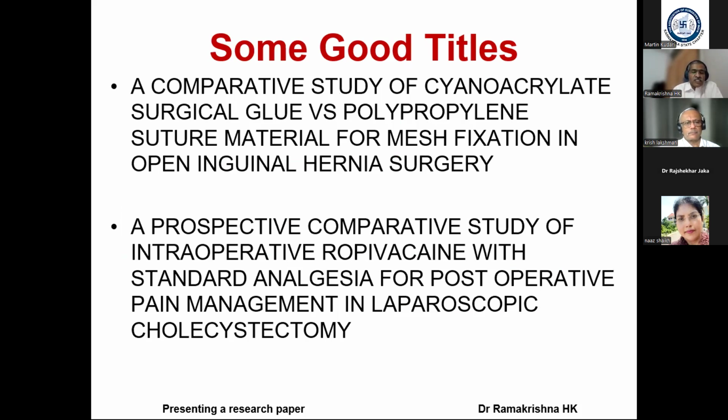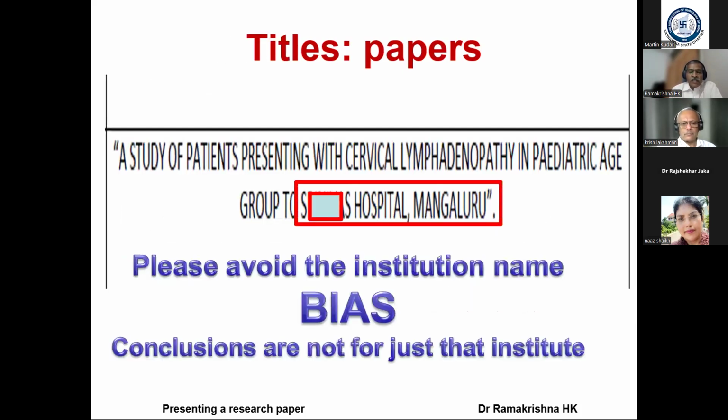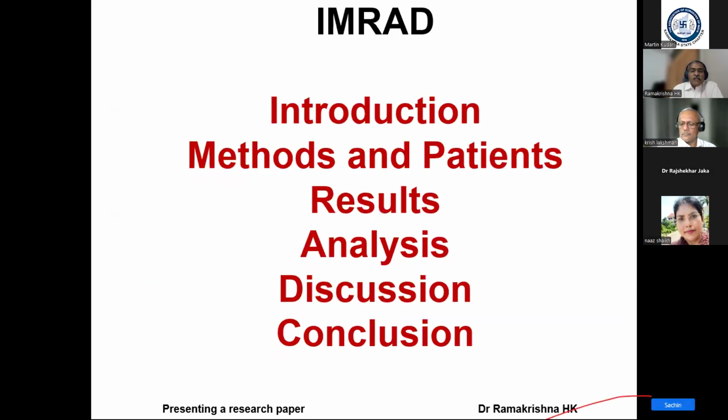These are some of the things I have picked up from the previously submitted papers. Please avoid the institution name in the title. This is because it can introduce bias. Please remember, bias can be negative also. And the conclusion you give at the end is not applicable to only that particular hospital. It should be extrapolatable to other hospitals in general. So avoid the hospital name in the title.